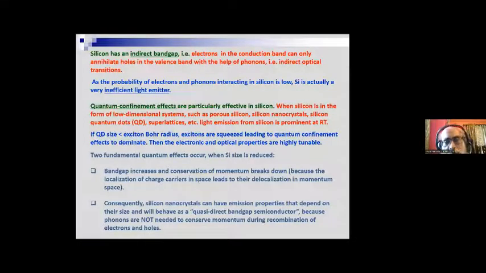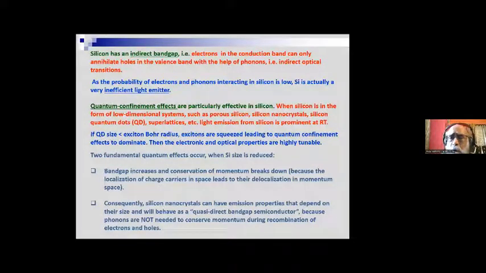Now, what is interesting for you to understand is that quantum confinement effects can happen in silicon, if the silicon size is squeezed in the form of a quantum structure, a low dimensional structure. For example, silicon could be porous silicon. We know that silicon can be porous. Silicon can be silicon nanocrystals, silicon quantum dots, or, as I am now going to talk about, a silicon germanium superlattice structure. If we can prepare that kind of confined systems with silicon, then light emission could be prominent from silicon. Even if it is an indirect bandgap semiconductor, we are having quite prominent light emission even at room temperature. Now, why is it happening?